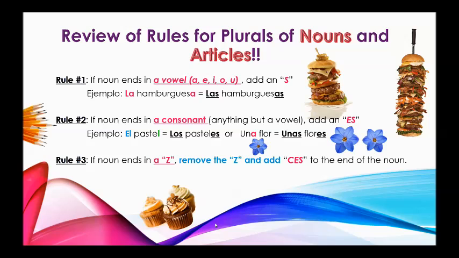Rule number 3 is if a noun ends in a Z, you remove the Z and add CES to the end of the noun. For example, un lápiz, a pencil, is going to become unos lápices because un, to make it plural, instead of saying a pencil, we want to say some pencils or a few pencils, so we change un to unos, and lápiz ends with a Z, so we need to take that off and replace it with CES. And then we say unos lápices, which is some or a few pencils.